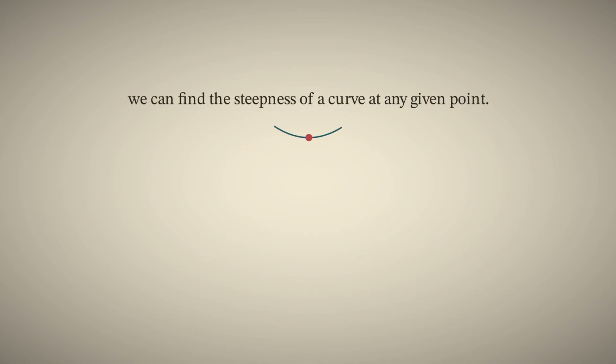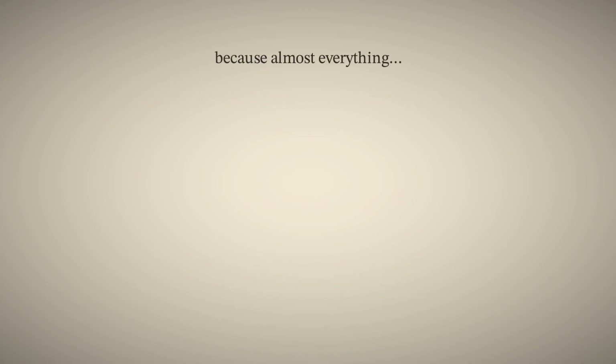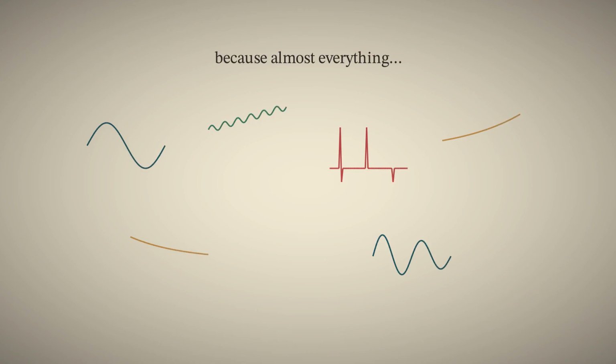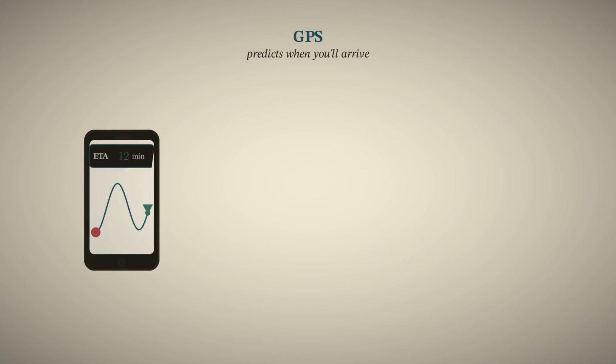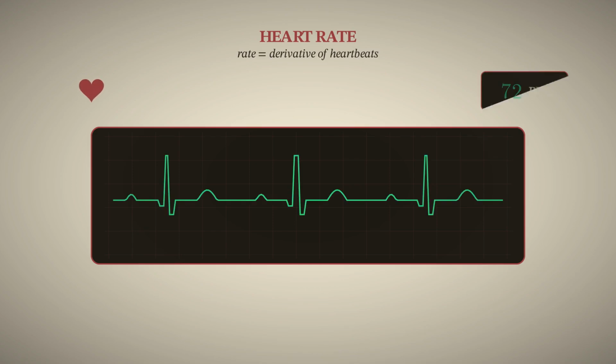Okay, so we can find the steepness of a curve at any point. That sounds like a weird party trick. Why does anyone care? Because almost everything in the world is a curve. Your phone's GPS uses derivatives to guess when you'll arrive. It looks at how fast your position is changing right now and predicts. Doctors use derivatives to check your heart rate. The rate your heart beats is literally a derivative. How fast your heart's count is changing.